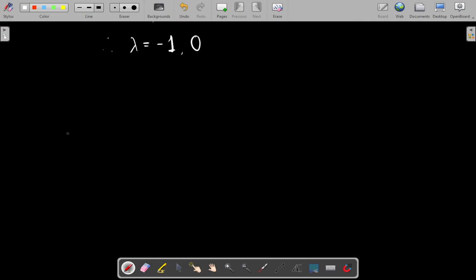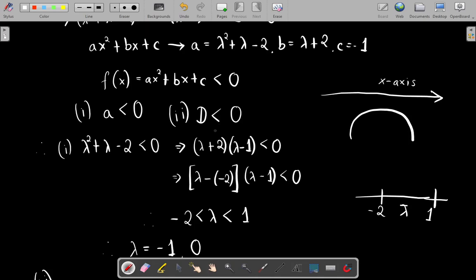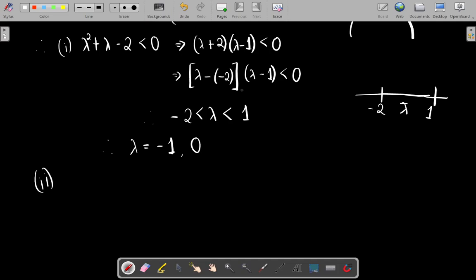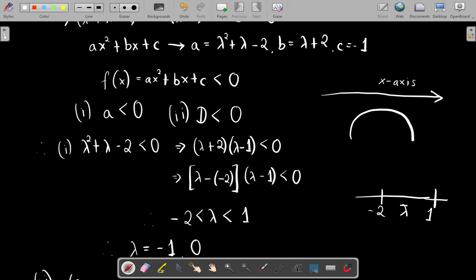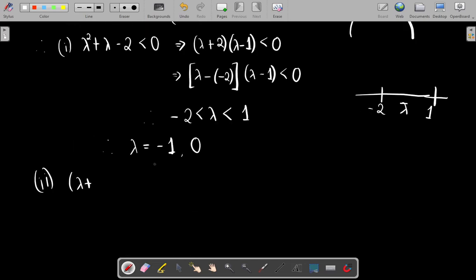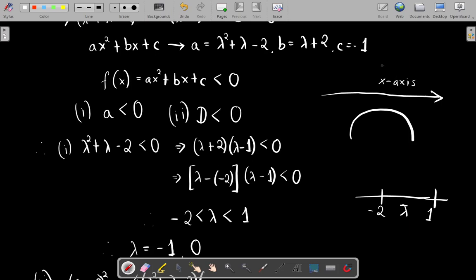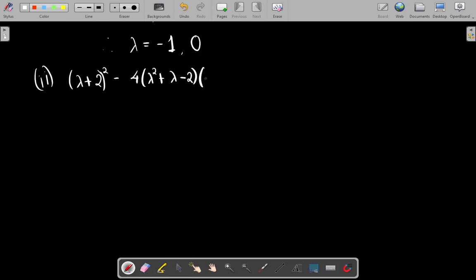Now applying the second condition. The second condition is that the discriminant is less than 0. So b square minus 4ac is less than 0. Here b is lambda plus 2, so we get (lambda plus 2) whole square minus 4 times a, which is (lambda square plus lambda minus 2), times c, which is minus 1, is also less than 0.